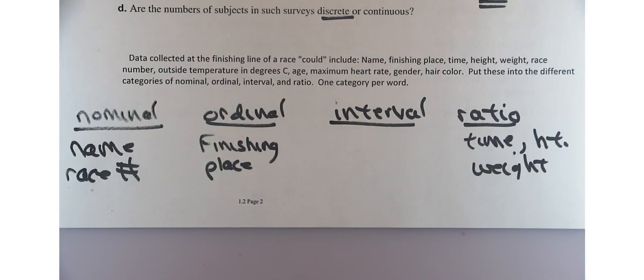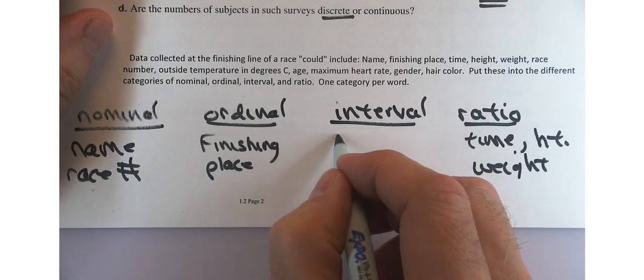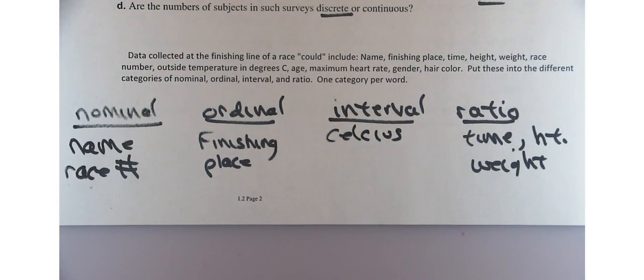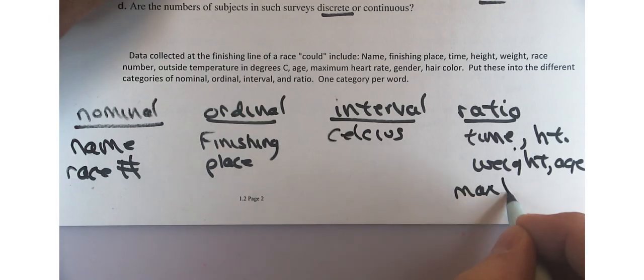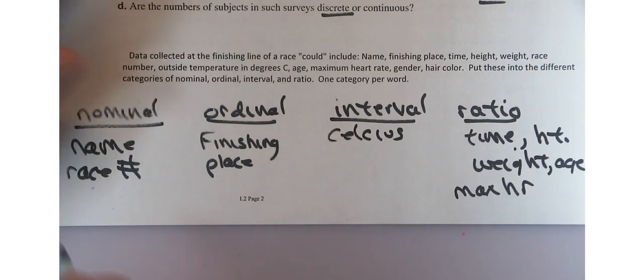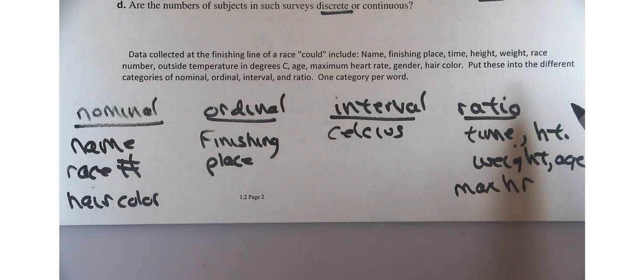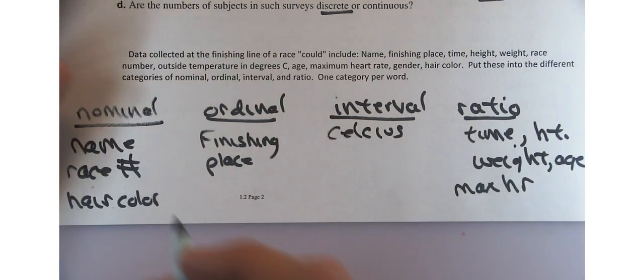Outside temperature, degrees Celsius. Interval. Yep. Interval, so degrees Celsius. Maximum heart rate, age. Yep. Age. Max HR. Hair color. Yeah. Hair color. And I think that's it, right? All right. John? Would it be gender? Oh, gender. Nominal. Yeah.